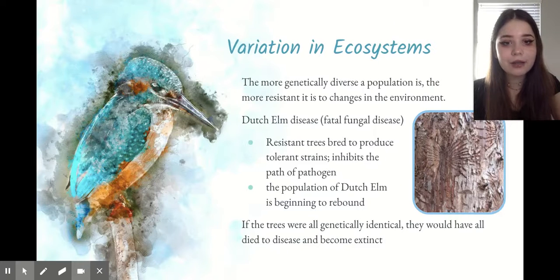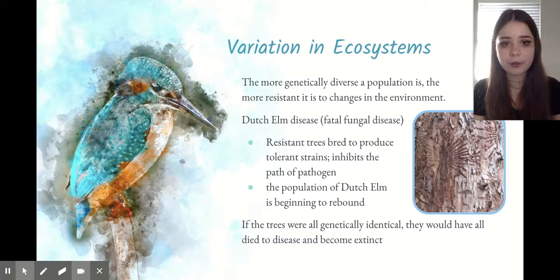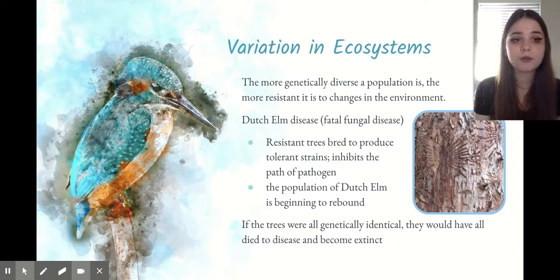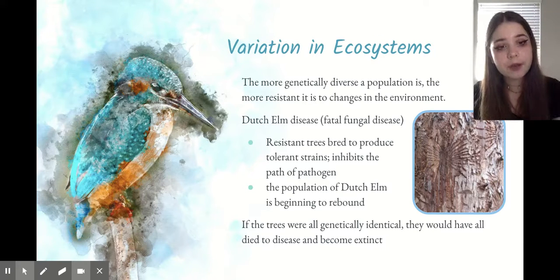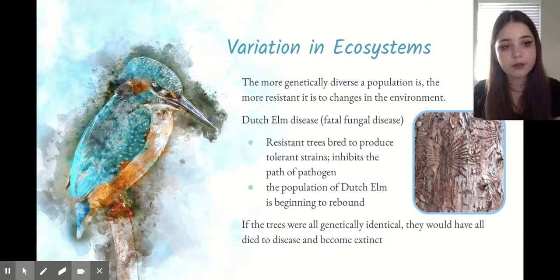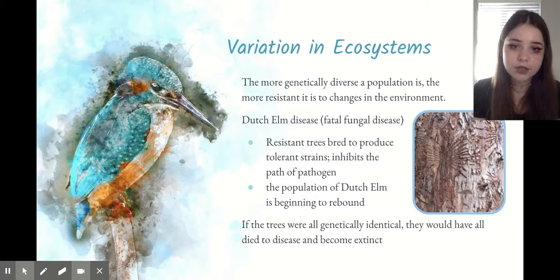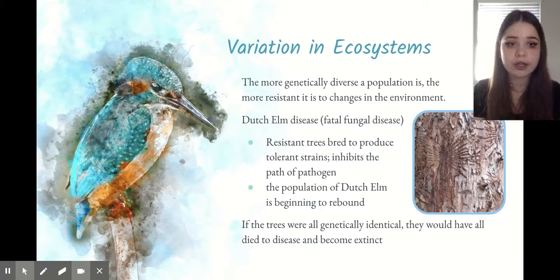Okay, and there's more to variation in the ecosystems. So we're going to explain why genetic variation specifically can be really important with an example. So the more genetically diverse a population is, meaning that it has a lot of different traits, lots of different types of individuals that are all unique, when you have more genetic diversity, the ecosystem is more resistant to change in the environment.